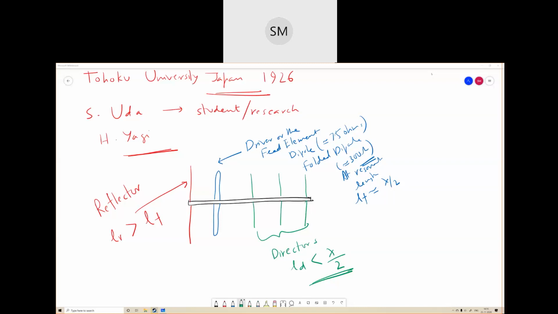Any questions so far? The reflectors and directors are not excited, and no voltage is taken from them. The exciting element, or the connected element, is only the feed element, which is the dipole or the folded dipole. Any other questions from anyone so far?